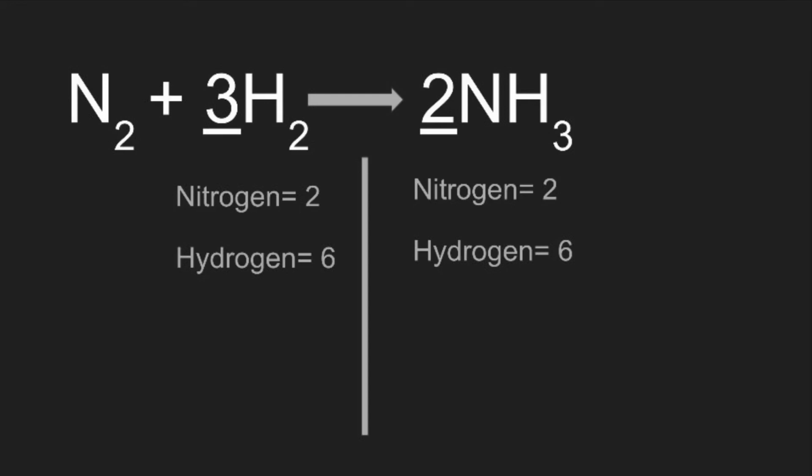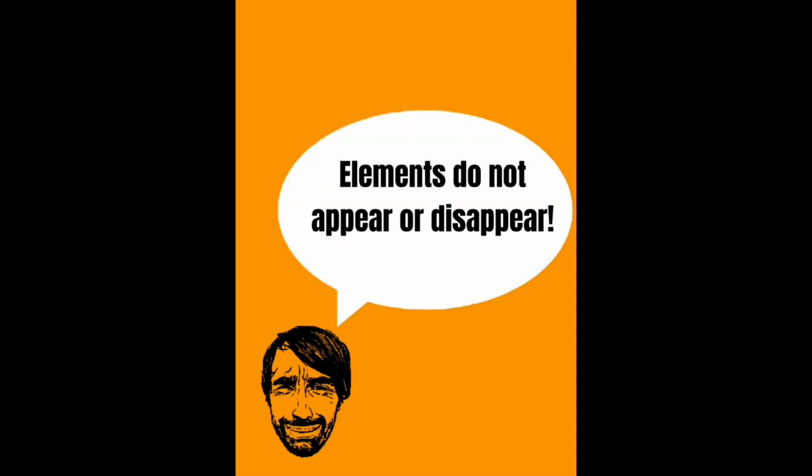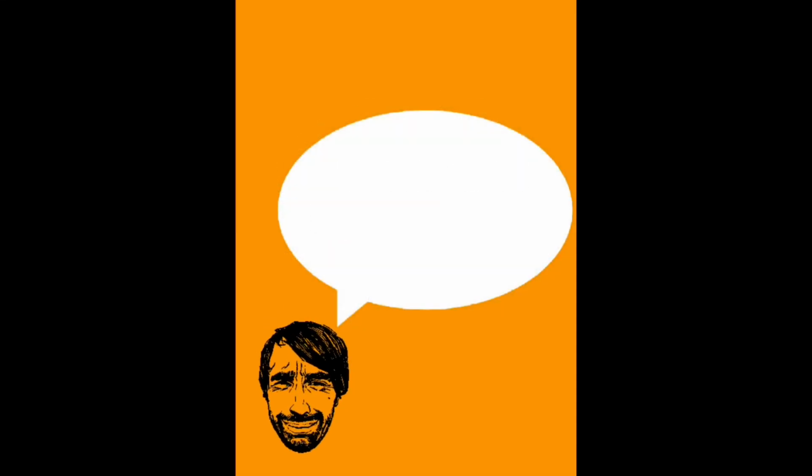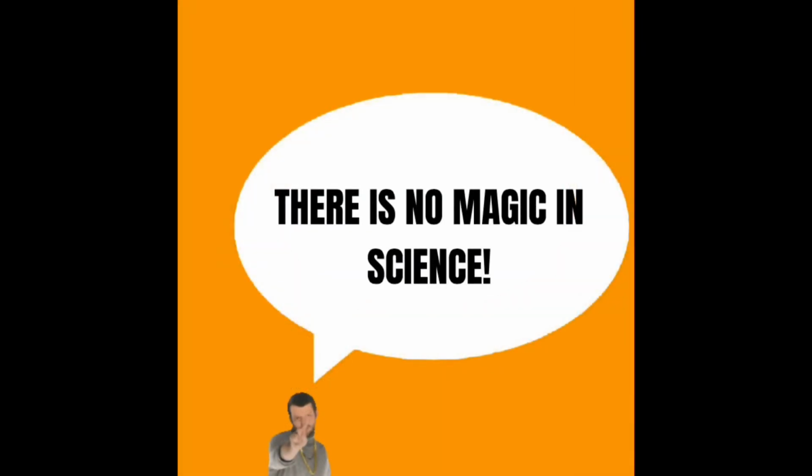For more on balancing chemical equations, check out my next video. Remember, when it comes to the law of conservation of mass, elements do not randomly appear or disappear. There is no magic in science.